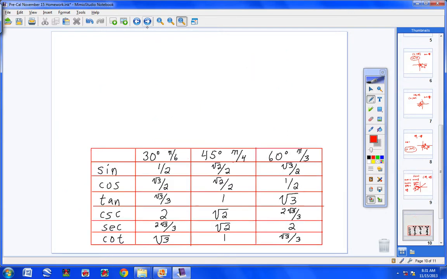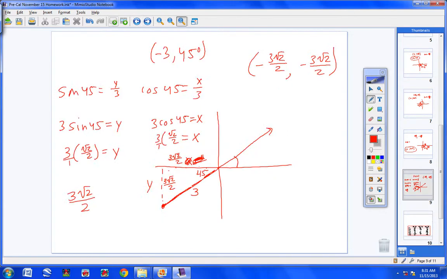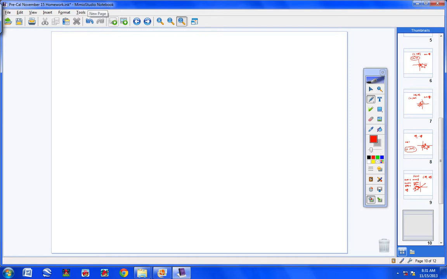Let's try a couple more of these, okay? That was number, let me take a look here in my book. That was number 29. Let's take a look at number 33. Number 33. I'm going to go ahead and change this. I'm going to put -2, comma, negative 300 degrees. Okay, so -2, 300 degrees. 5 pi over 3 would be 300 degrees.